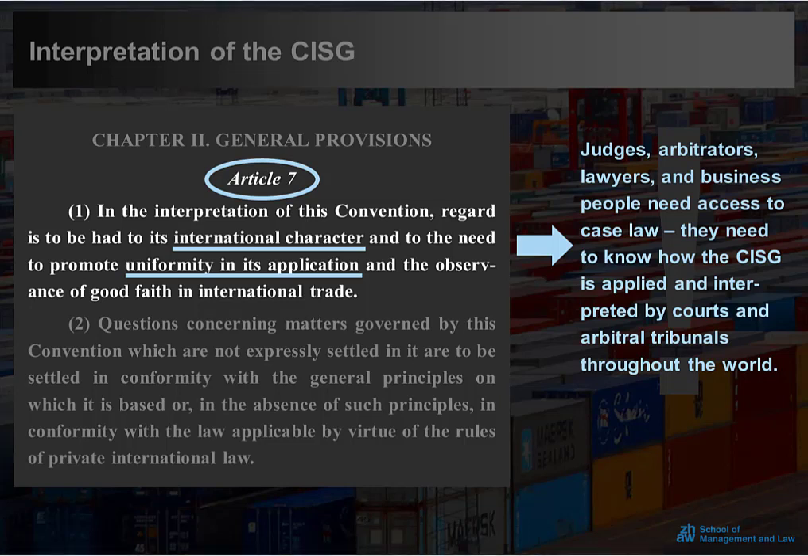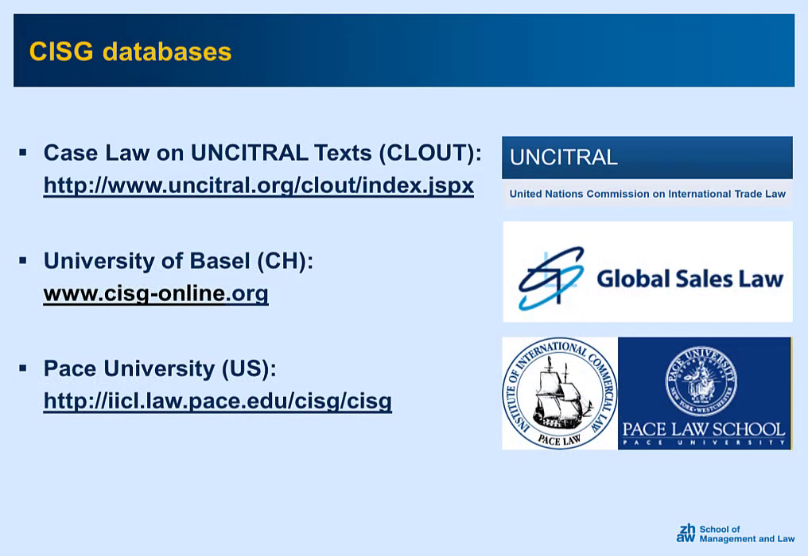This is why considerable efforts have been made to put in place a number of CISG databases. These databases include the cloud database provided by arbitral, the CISG online database established by the University of Basel in Switzerland, and the CISG database of Pace University in the United States of America. All of those databases offer a huge amount of resources, case materials, and specialist literature, and everything for free.